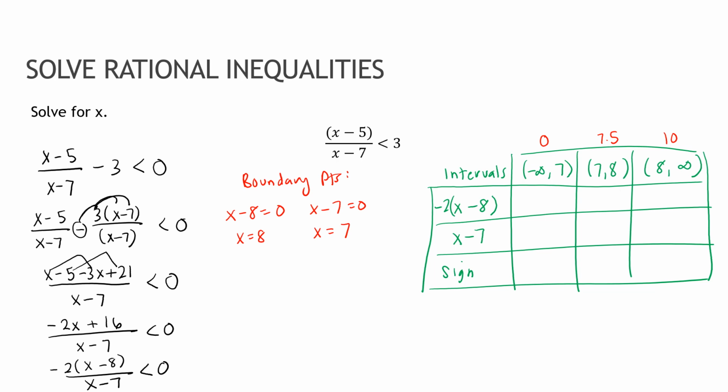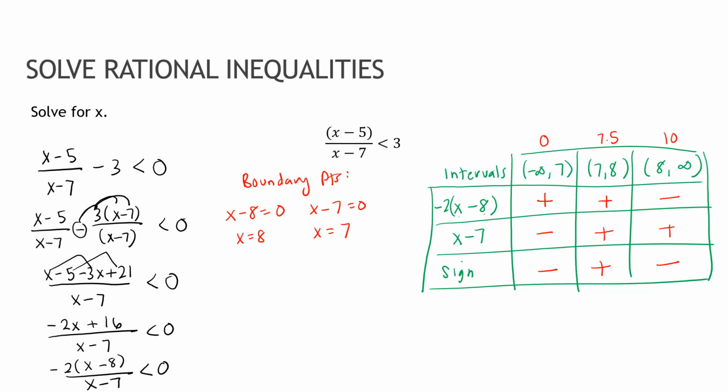If I plug in 0, I get 0 minus 8, which is negative 8, which would be times a negative 2, which would be positive. 0 minus 7 would be negative. My sign is negative. Positive divided by a negative. 7.5: 7.5 minus 8 gives me a negative, but I'm multiplying that by a negative, which gives me a positive. And then 7.5 minus 7 is positive, which gives me a positive. And lastly, 10. If I took 10 minus 8, that gives me 2 times a negative 2, that's a negative. 10 minus 7 would give me a positive. Negative divided by a positive gives me a negative.